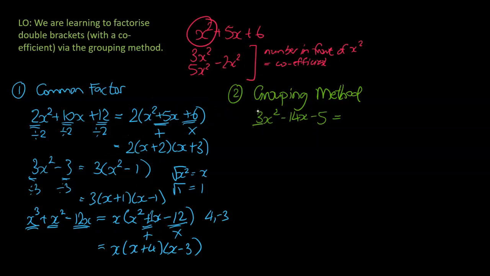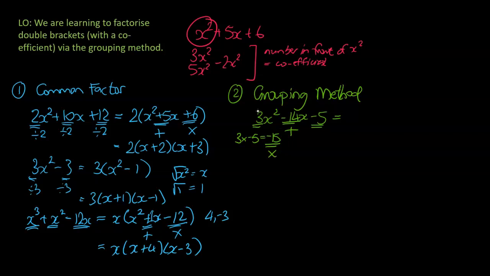So the approach I want us to start off with is multiplying the coefficient, 3, by the constant at the end, and that's going to get us to negative 15. That negative 15 is the number that we are trying to multiply to, and the number in the front, the 14, is the number that we add to. So we need to think of two numbers that add to negative 14 but multiply to negative 15.